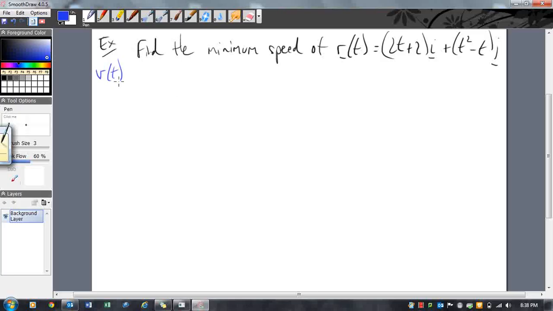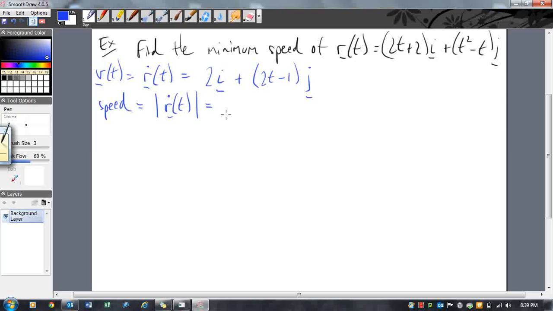So our velocity function is r dot t, which is just the derivative of this. So let's take the derivative. The derivative of 2t plus 2 is just 2, so it's just 2i in the i direction. That's nice and easy. Plus, the derivative of this is 2t minus 1, so (2t minus 1) j. So there is my velocity function, r dot t. Fantastic.